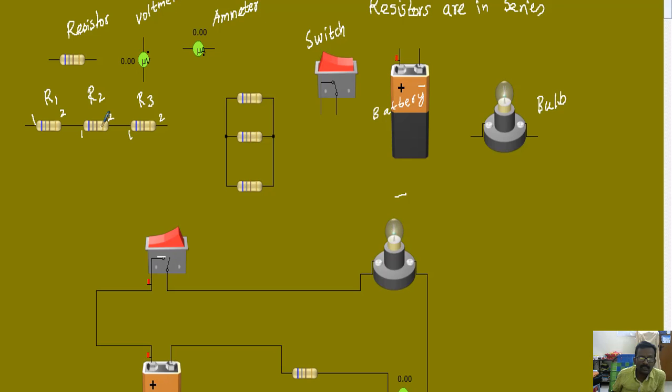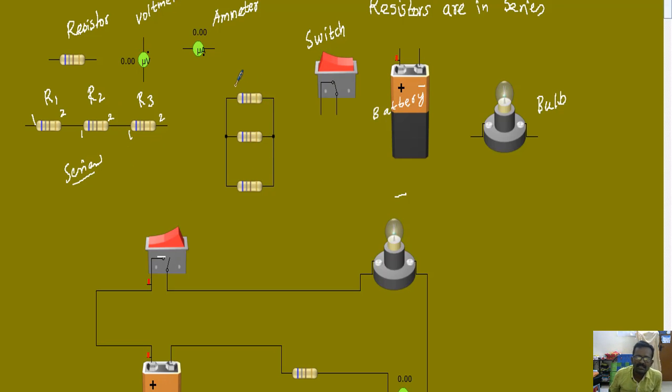Then the second end of the second resistor is connected with the first end of the third resistor. Then the second end of the third resistor is left free. The first end of the first resistor is left free. This is a serial connection. Still, it doesn't make any sense now. Let me explain later.